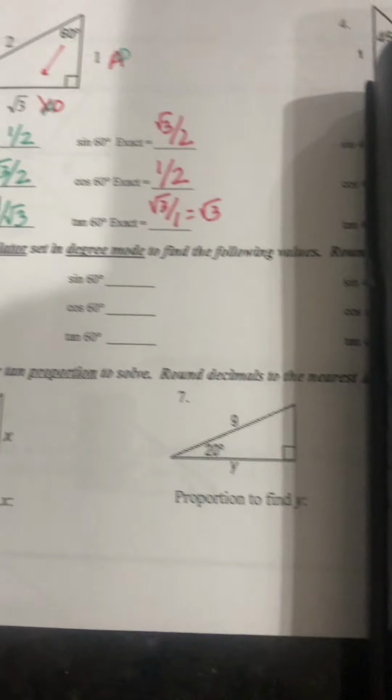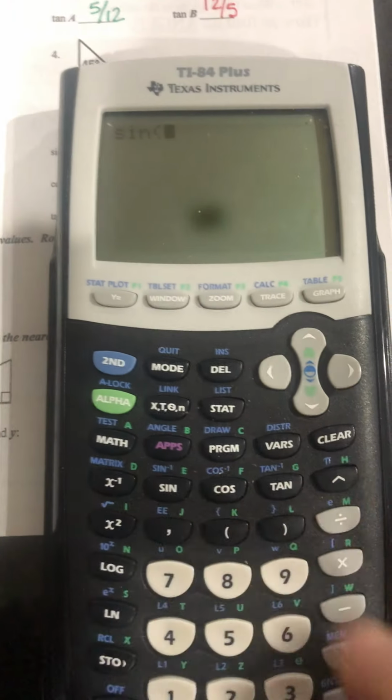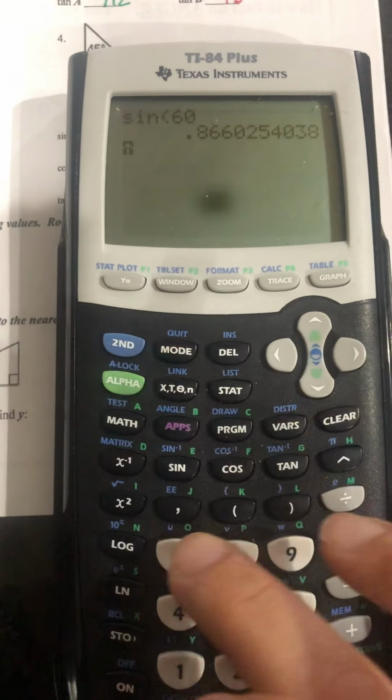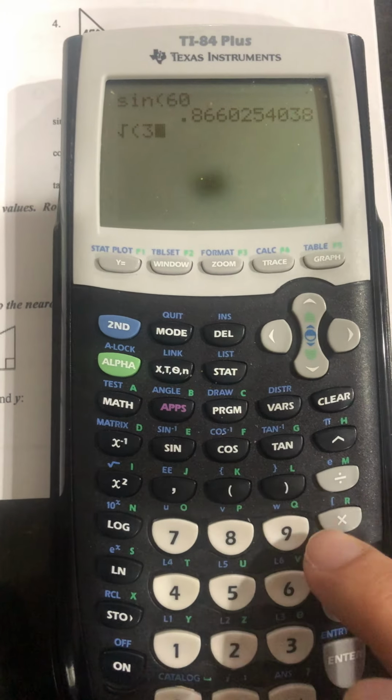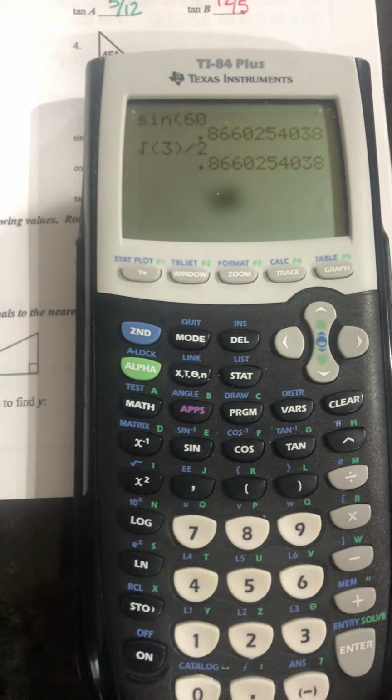Same thing's going to happen for the 60 degrees, right? If I want to type in the calculator sine of 60, 0.866, and I can compare that with square root of 3 divided by 2. I have to close the parentheses there, and it's going to be the same thing. So this is going to be 0.87.